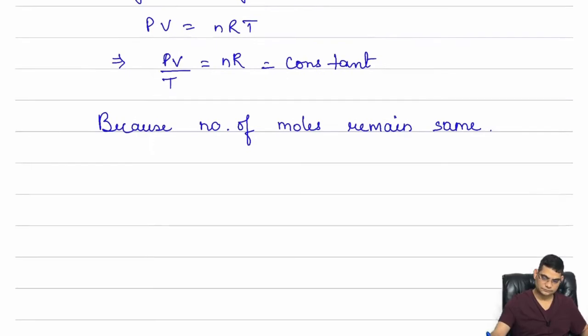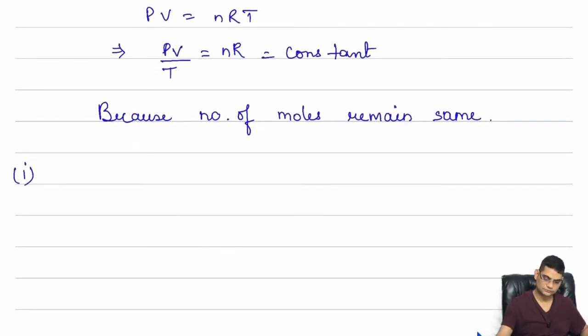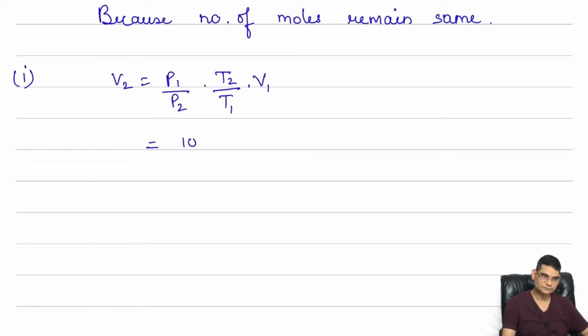Now part 1. V2 is equal to P1 by P2, T2 by T1 into V1, which is equal to 10 by 1 into 233 divided by 293 into 0.1 meter cube, and it approximately comes out to be 0.795 meter cube.